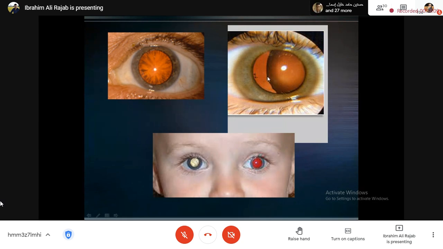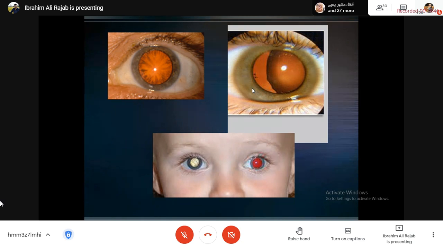The lens inside the eye of this patient is subluxated, meaning dislocated. It is in an abnormal position, and you notice the margin of the lens. You notice the margin of the lens going into the central part of the pupil. In the lower image, you notice this child with an abnormal right eye red reflex. It is of white color. So this is a white reflex. A white reflex is called leukocoria.